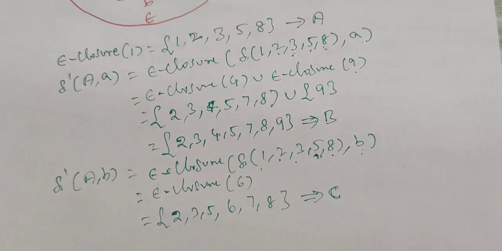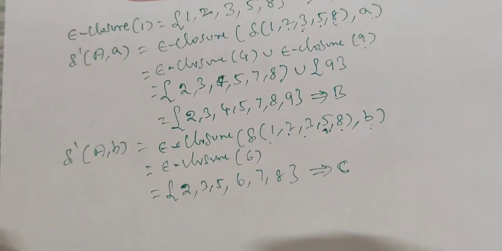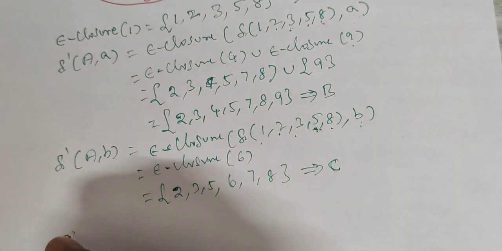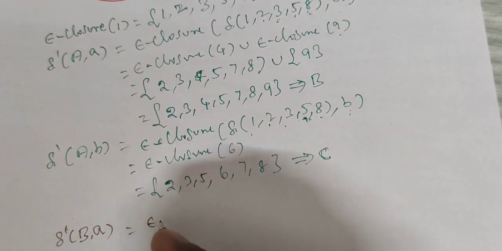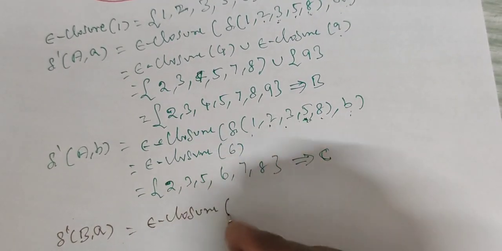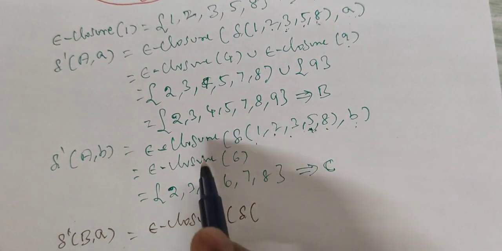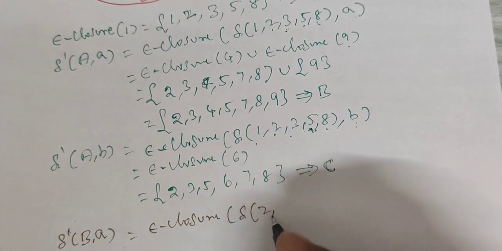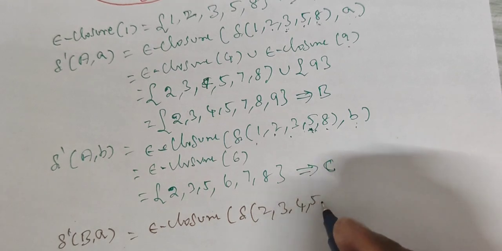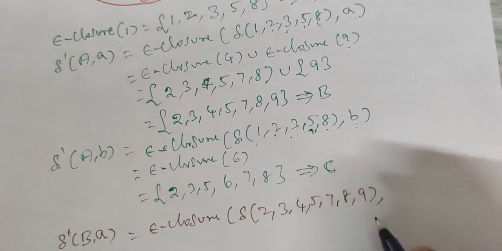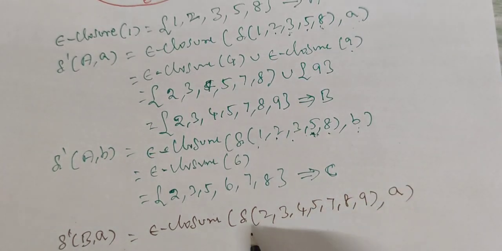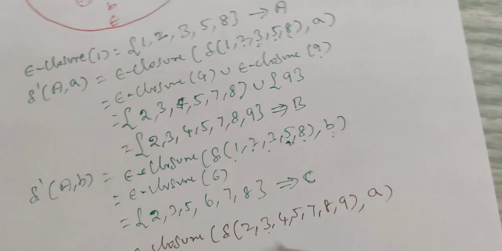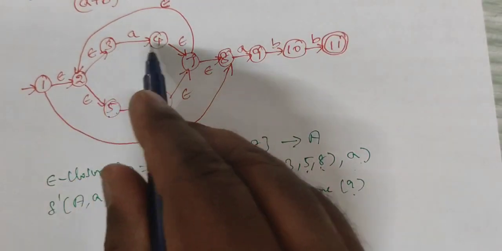Okay. So when we apply, we just go for this one. So delta dash of B comma A, which is equivalent to epsilon closure delta of, now what is B here? B has states 2, 3, 4, 5, 7, 8 and 9. Okay. Now we have to apply input A. Now what is the possibility here? A cannot be applied on 2. A can be applied on 3. When it is applied on 3, it goes to 4.